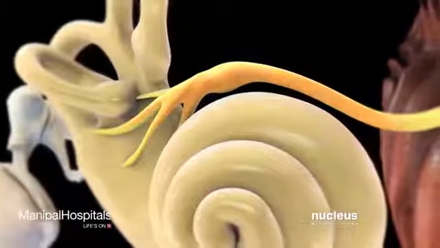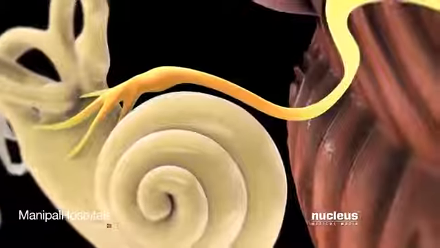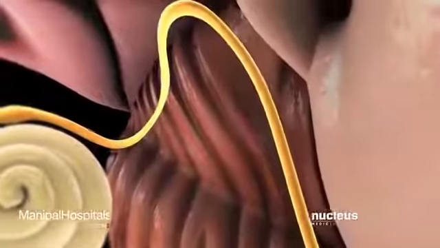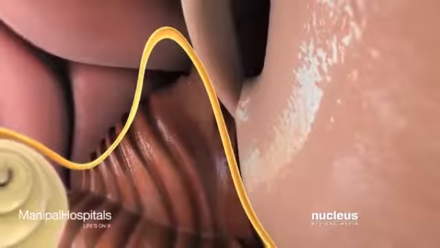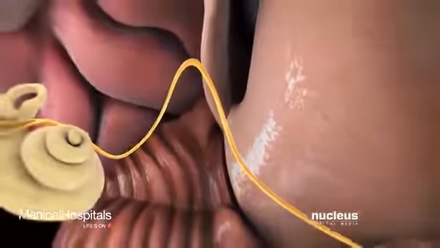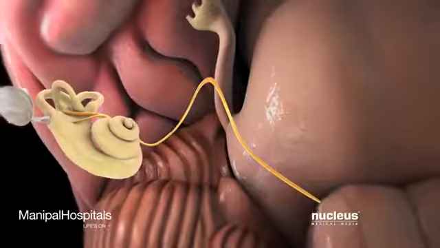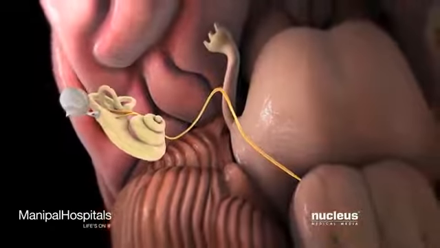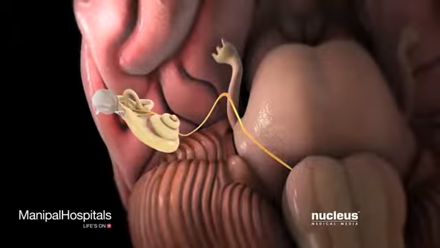The inner ear translates vibrations into electrical signals, which are picked up by the auditory nerve, sent to the brain, and interpreted as sound. This complex process occurs instantly, allowing us to hear the sounds around us as they happen.